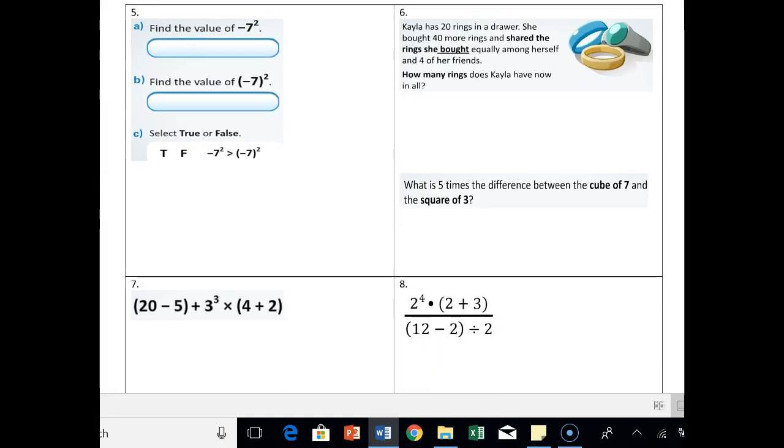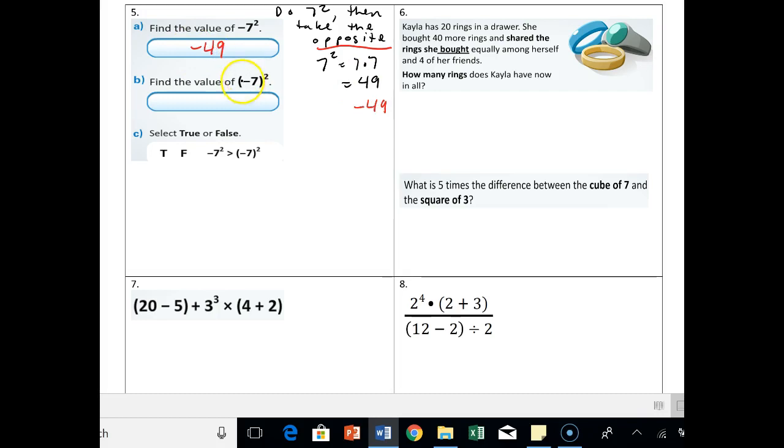On number 5, it says find the value of negative 7 squared. So what does this mean? This means do 7 squared and then take the opposite. Write that down. Do 7 squared, then take the opposite. So 7 squared is 7 to the 2, which is really 7 times 7, which is really 49. But then take the opposite of 49, so really it's negative 49. So that's what A is.